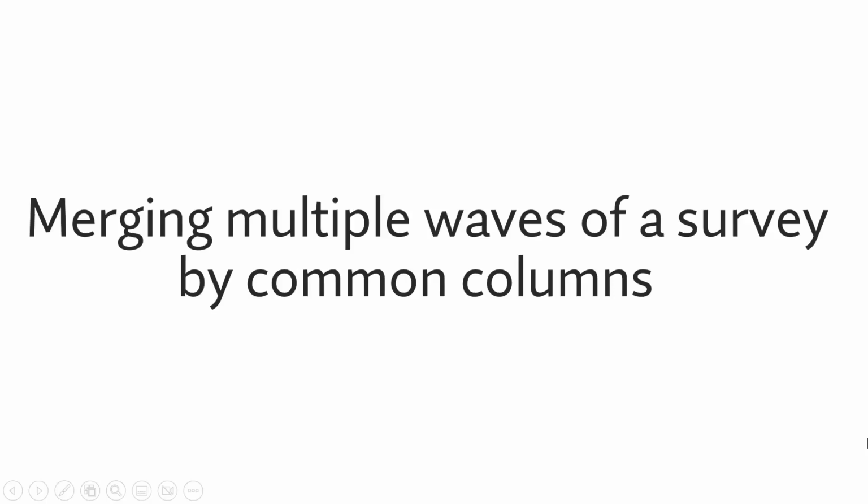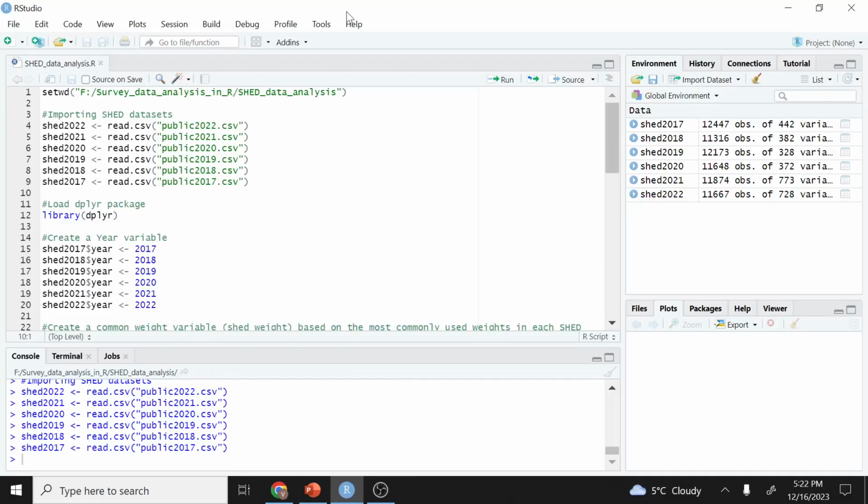In this lesson, we are going to learn how to merge multiple waves or multiple repeated cross-sections of a survey by the common columns. In the last lesson, we imported the 6 shared data frames or data sets into our global environment, and in this lesson, we are going to merge them to create a combined data frame or a combined data set. So here we can observe that these different shared data sets had different numbers of variables.